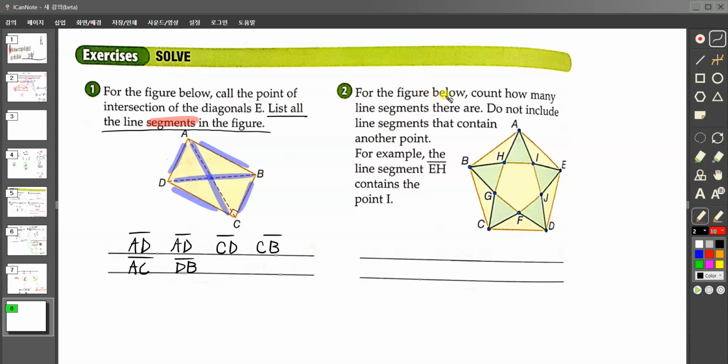And for the figure below, count how many line segments there are. Do not include a line segment that contains another point. What does that mean? Do not include a line segment that contains another point. For example, segment EH contains I.